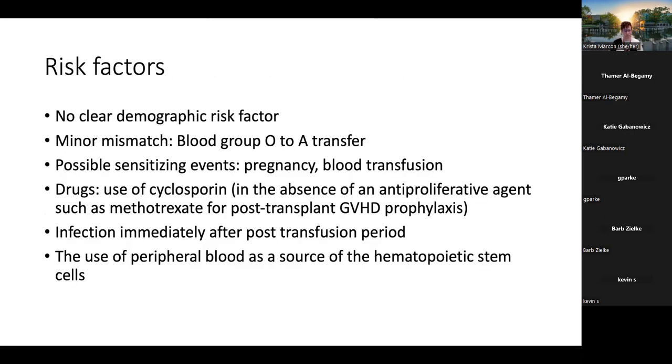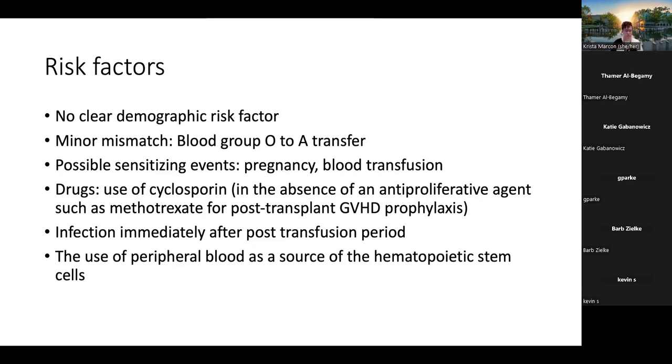So what are the risk factors for developing PLS? There was a prospective study of around 1,000 liver transplant patients from Spain. It showed no clear demographic risk factor. The data in the literature does reveal some factors. As we said before, minor mismatch is the most common type of risk factor that you could have. Other possibilities are previous pregnancy, previous sensitization, or previous blood transfusion.